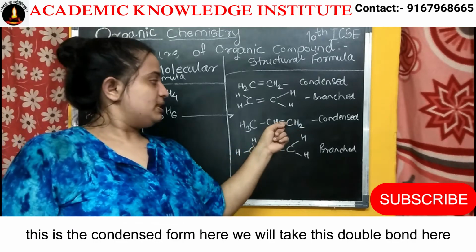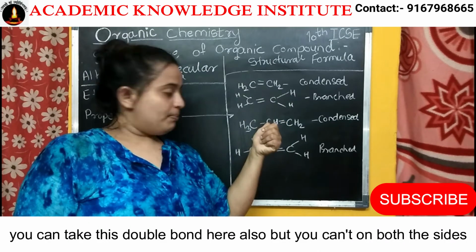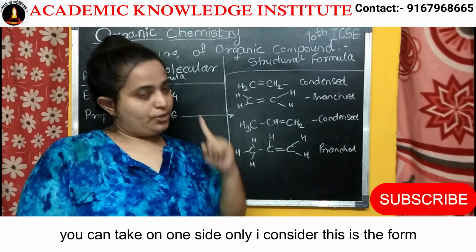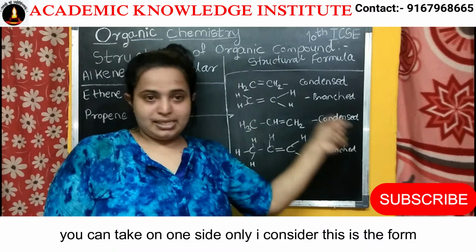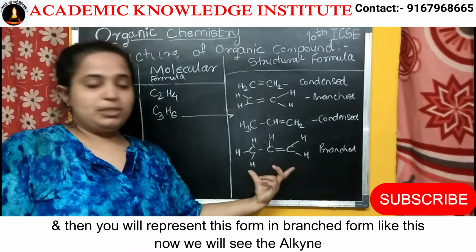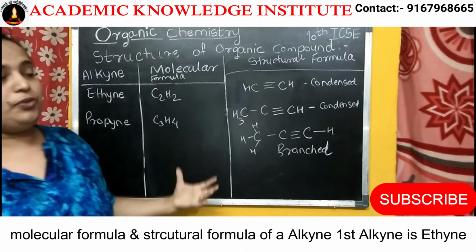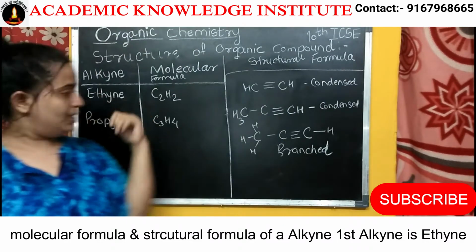Here we take this double bond here. You can take this double bond here also, but you cannot take it on both sides. You can take it on one side only. I consider this as the form, and then you will represent this form in a branch form like this one. Now we will see the molecular formula and structural formula of alkyne.